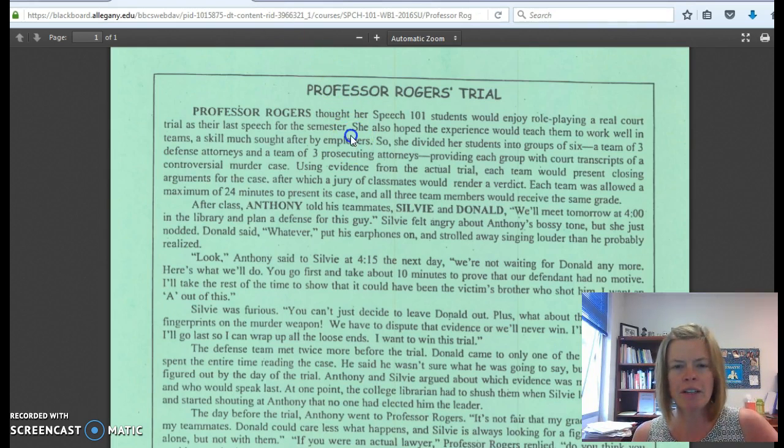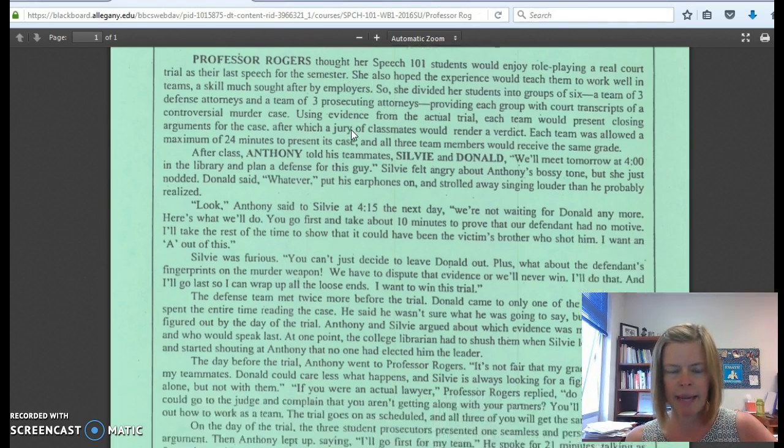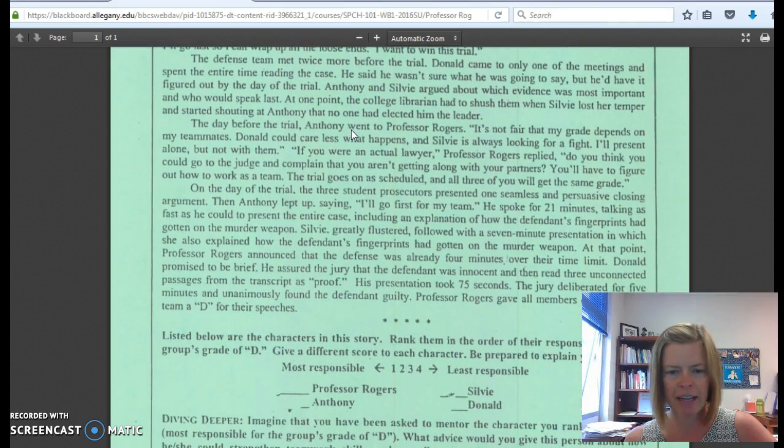All right, so here is the case study. It's the handout. I just made a PDF of the handout. I am going to ask you not to use Professor Rogers. She's not actually a member of the group. Do I think she bears some responsibility? Yeah, I do. But for the purpose of this assignment, she is not a group member.